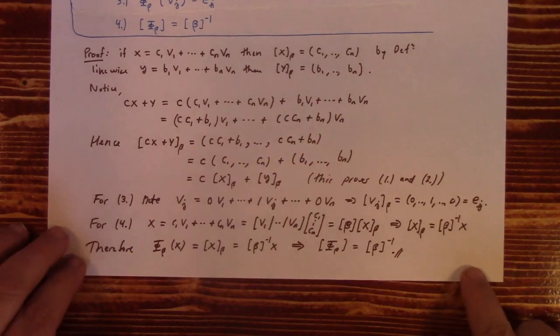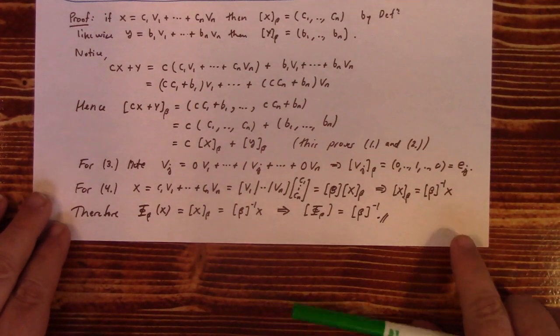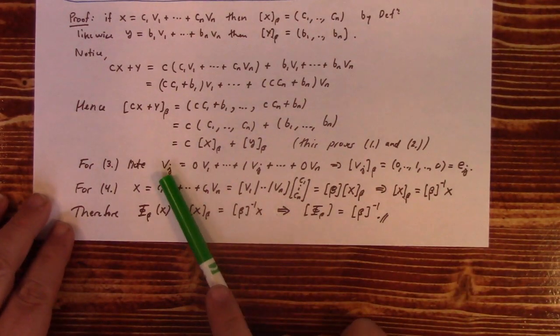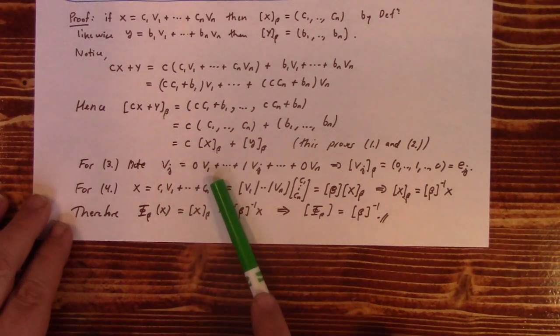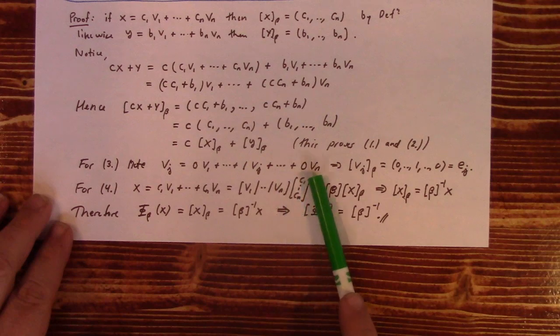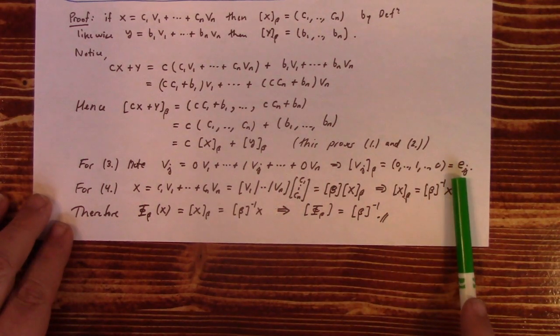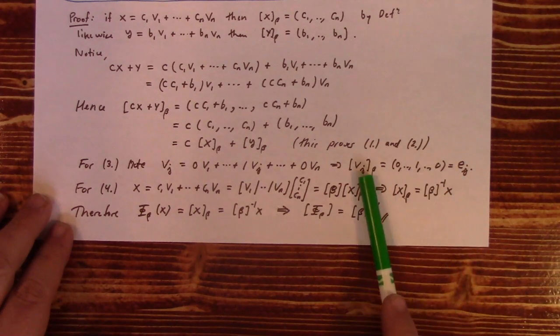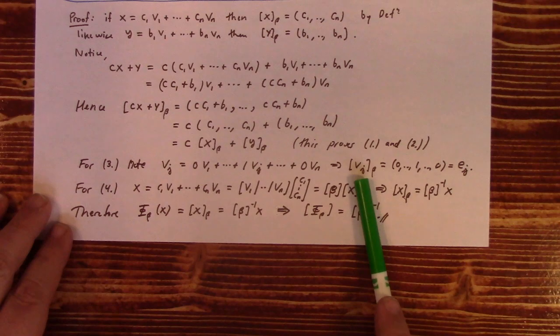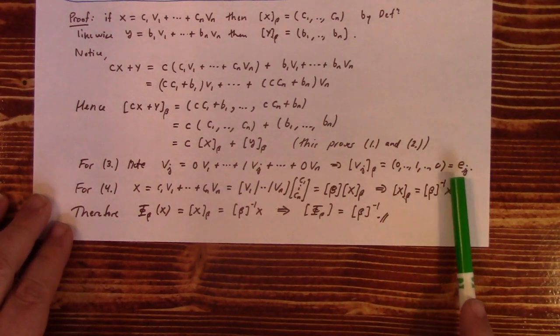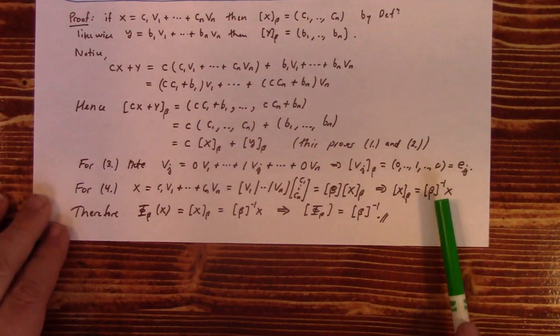And then for 3 is very silly. If you expand Vj as a linear combination of the basis, you just put a 1 next to the Vj and zeros elsewhere, but that means the coordinate vector is 0 with a 1 in the jth spot and zeros elsewhere, but that's nothing more than Ej. So this is another way you could define the coordinate map. The coordinate map is the map that sends the non-standard basis to the standard basis. That defines the coordinate map, actually.